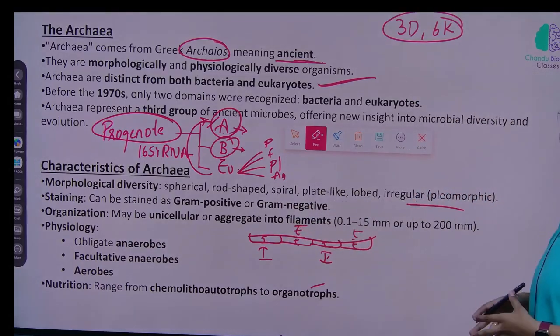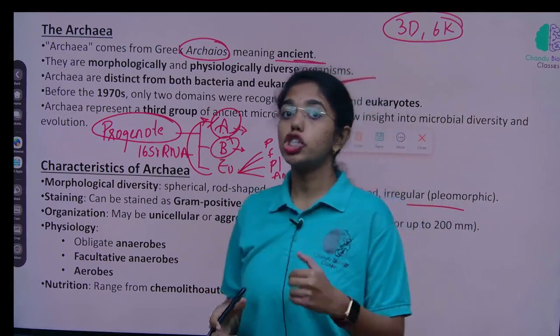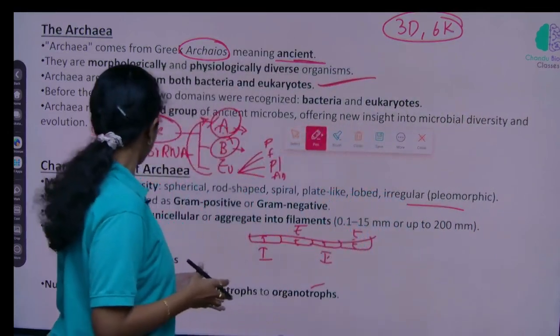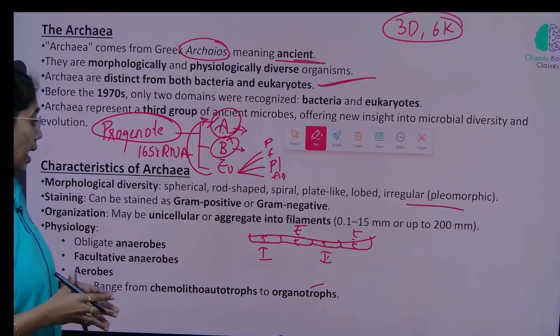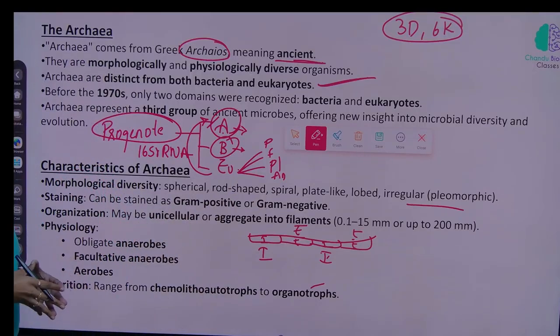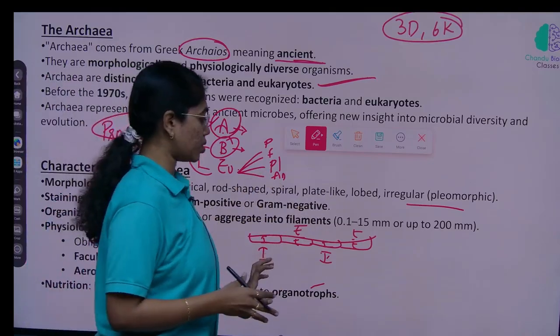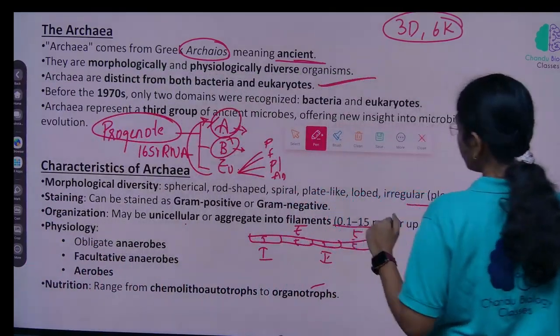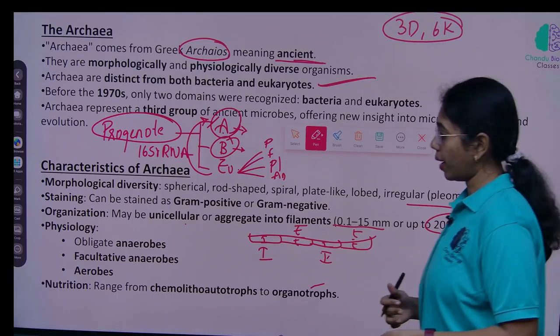Now when you look into the morphological diversity, they can be spherical, rod shaped, spiral, plate like, lobed or irregular. Pleomorphic we will say it as. Pleomorphic means which change their morphology very often. And we can have gram positive and gram negative archaebacteria. Organization, if you see, they can be unicellular or aggregated into filaments. They range from 0.1 to 15 micrometers in diameter and up to 200 micrometers in length.